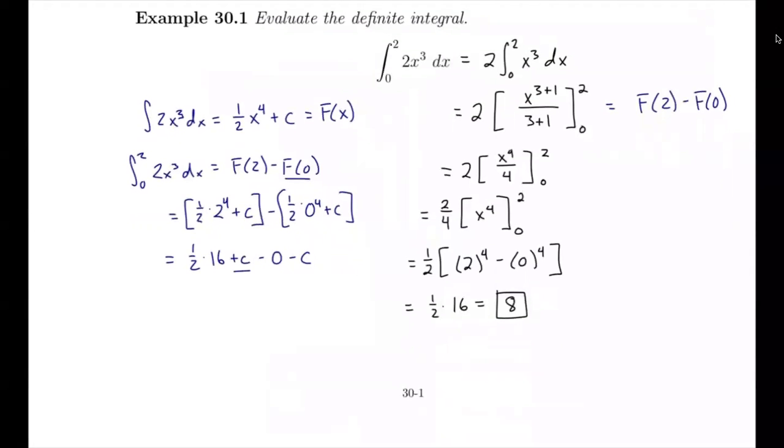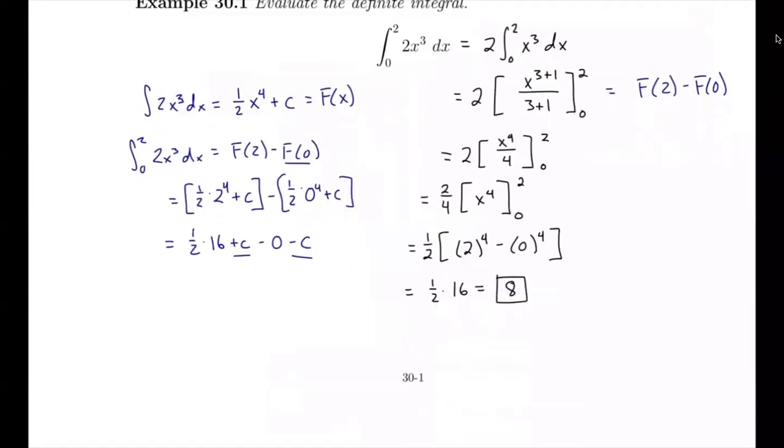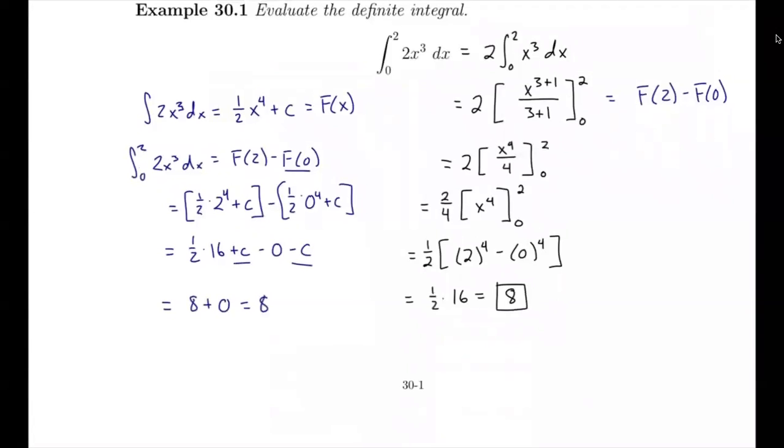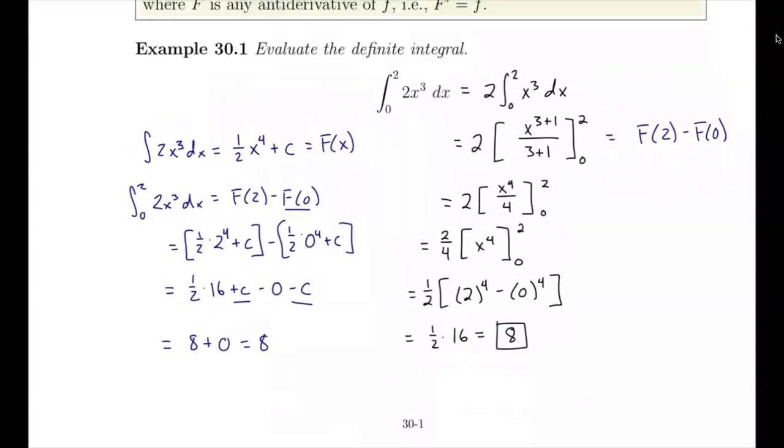What happens to my c values? They add to 0, and they disappear from the expression. I have 1/2 times 16 is 8, plus 0, minus 0, whatever, right? It's all just zeros from there. So I have an 8, and I get the same exact value that I got first time around. So that's why in a definite integral, we don't have to worry about writing down our most general antiderivative. It just doesn't matter, right? So there we have it.